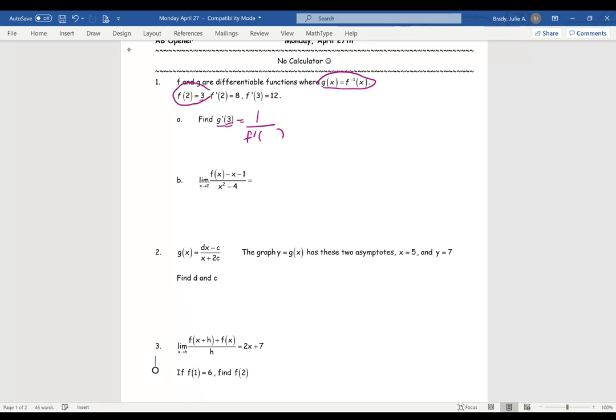So there must be some clue here. So we know the output, so we have to evaluate g at 2. Or f at 2, sorry. Well, that's 1/8. Okay, now here's the next one.